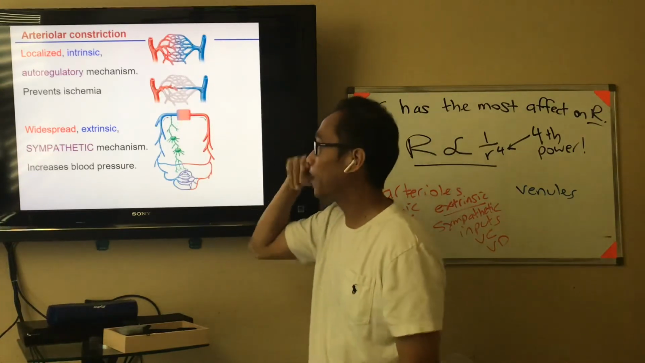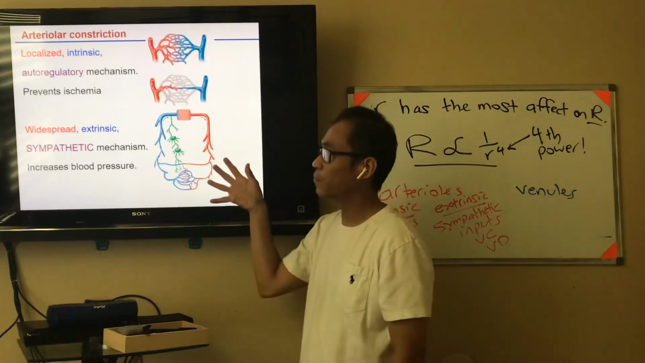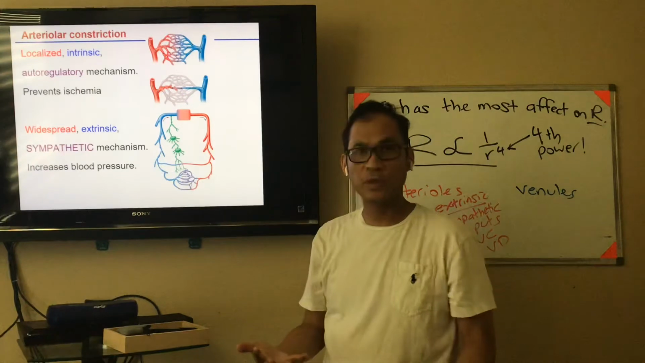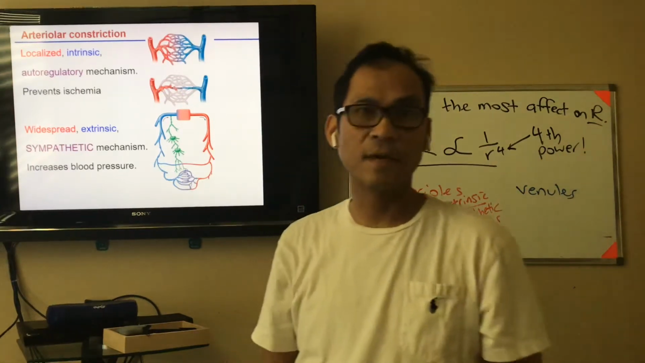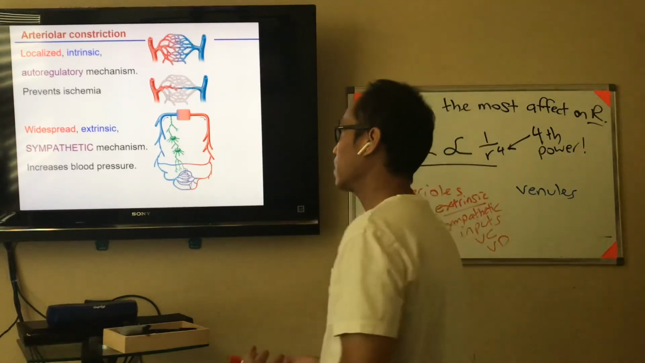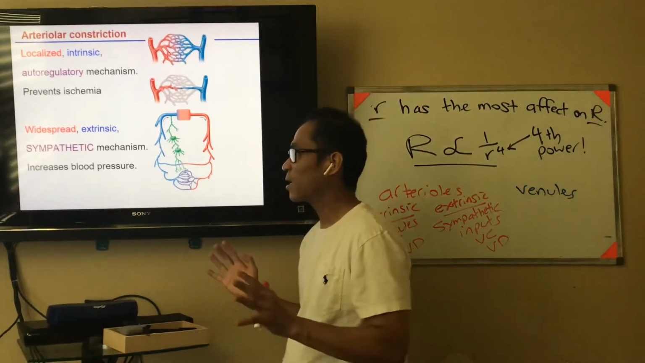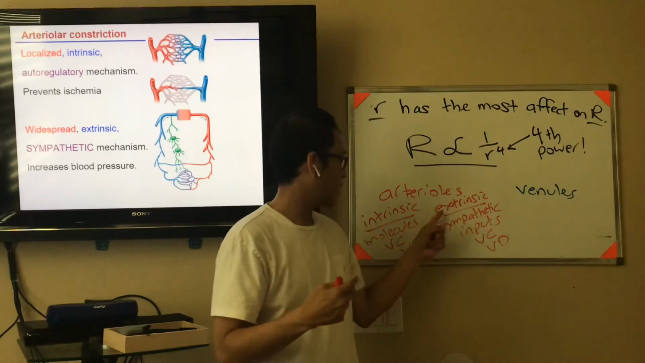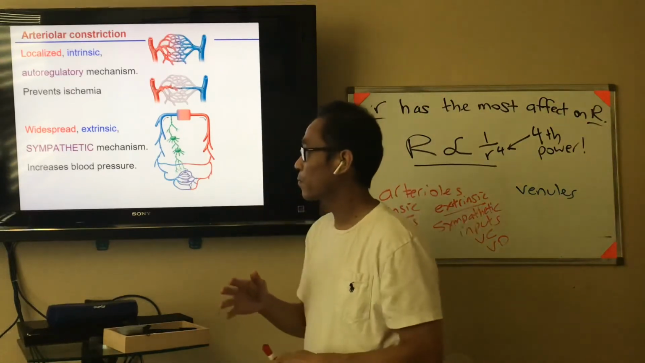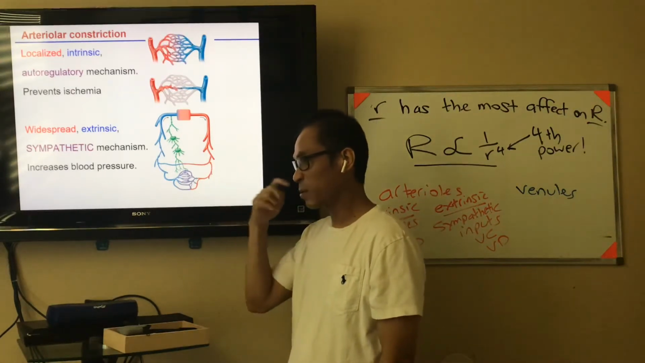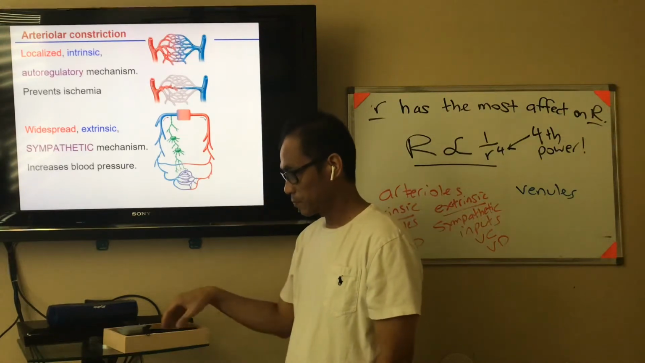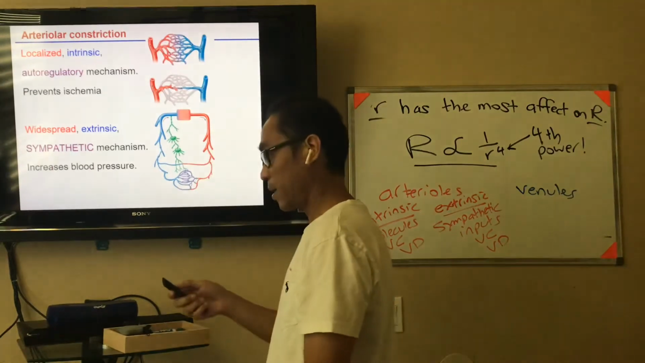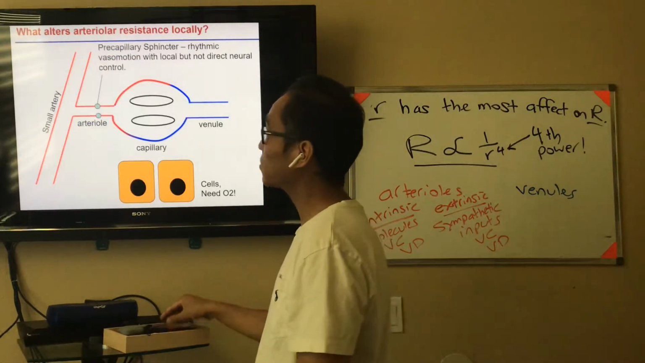Versus a widespread response, so I show the whole system here. A sympathetic response is usually in response to fear or pain. It's the fight or flight response. And it's widespread, it's systemic, it's extrinsic because you have extrinsic nerves innervating the arterioles. And that helps increase blood pressure. So we'll talk about both, the localized and the widespread. We'll talk about localized first.